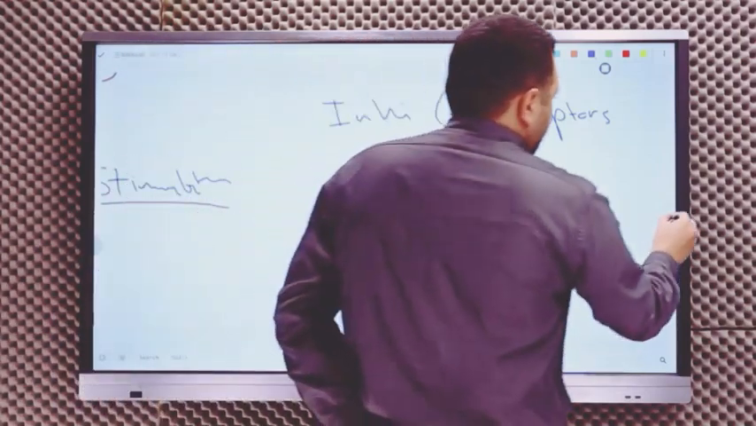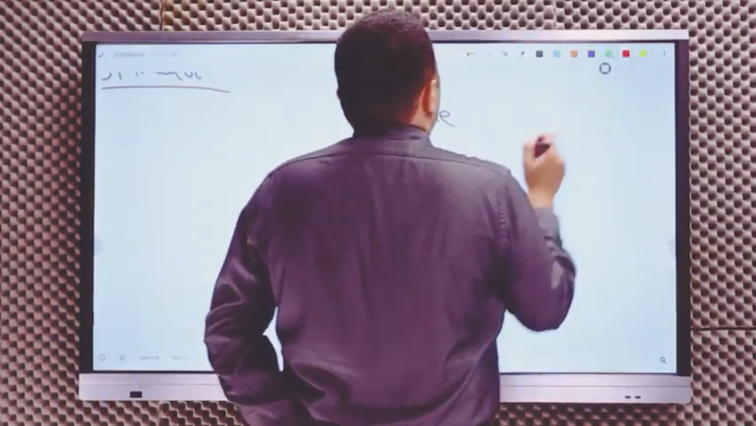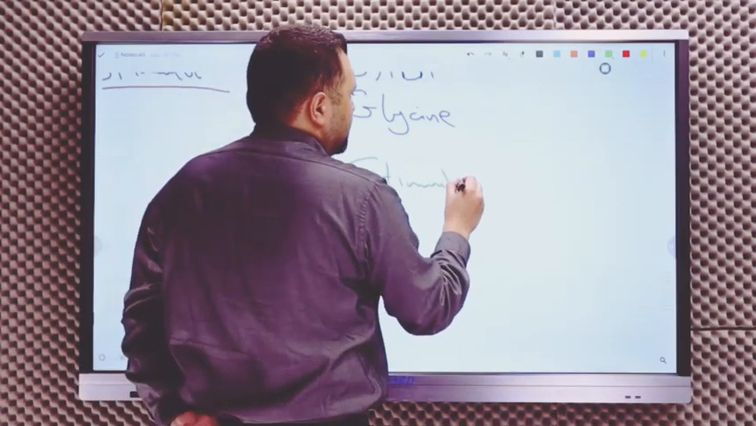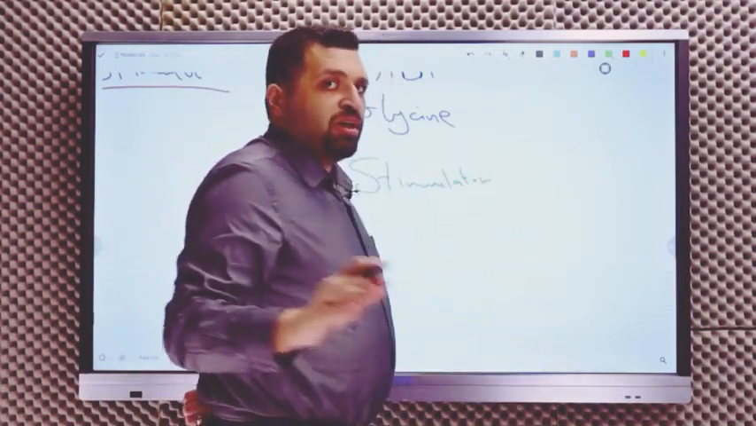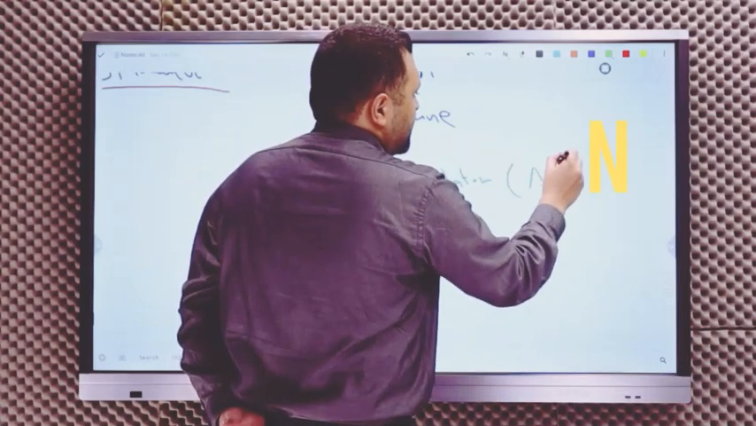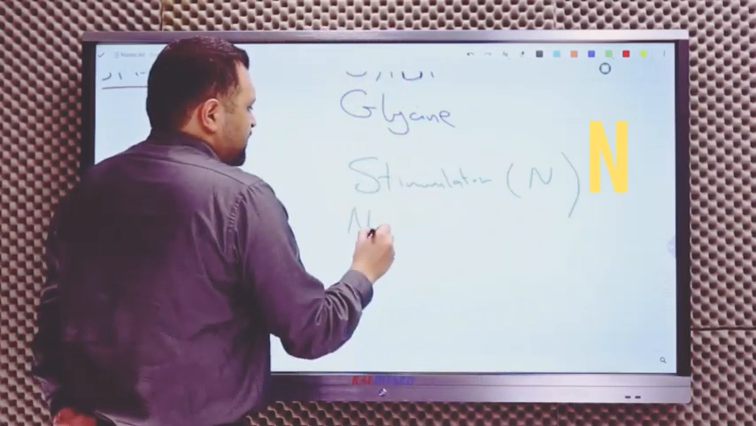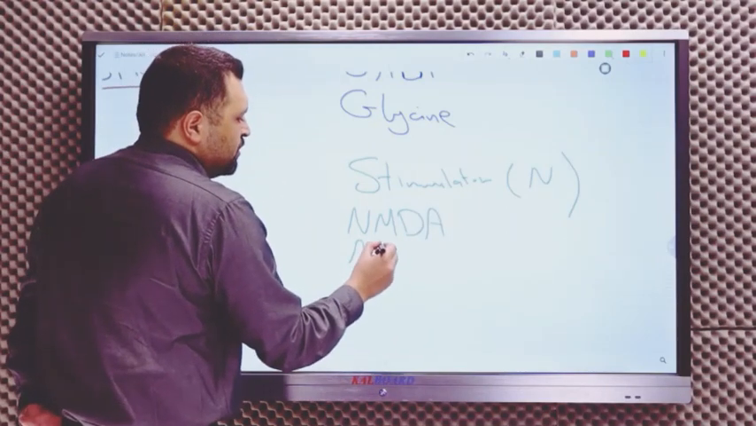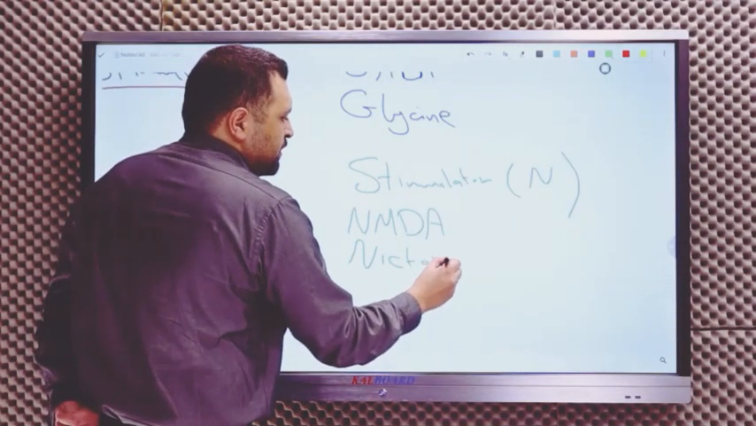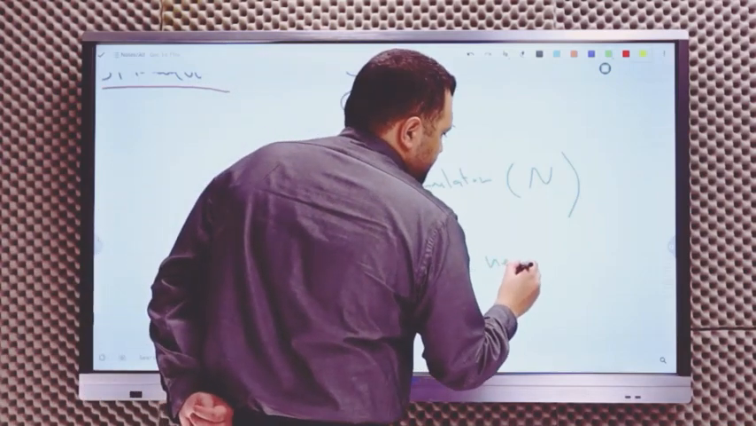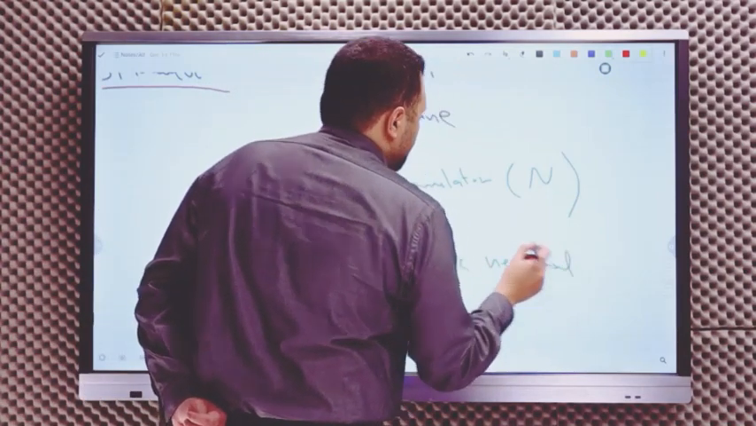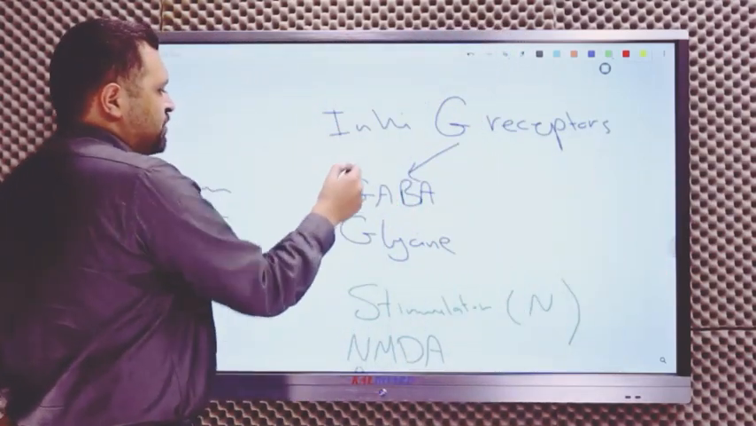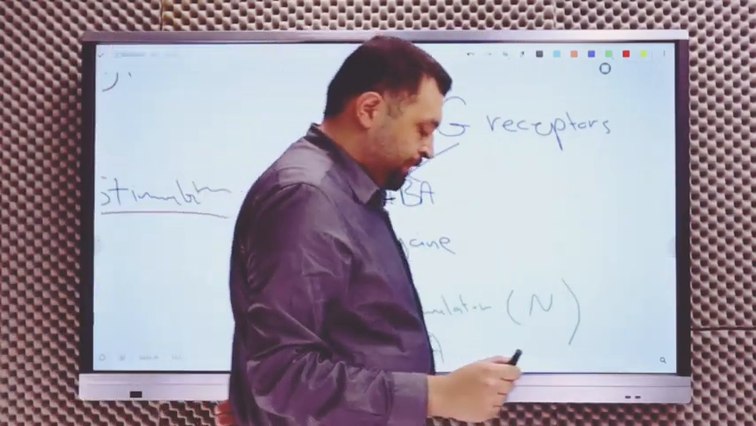Okay, but we have the stimulatory receptors. For the same reason, I would like to call them the N group. We have NMDA, and we have nicotinic neuronal receptors. So we have two sets of groups, inhibitory and stimulatory.